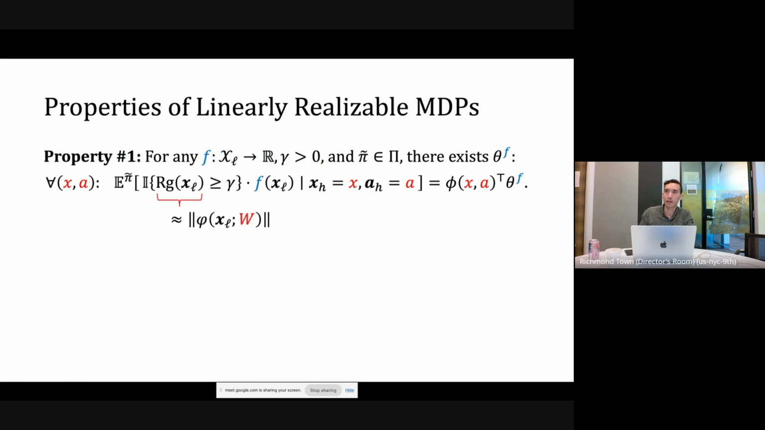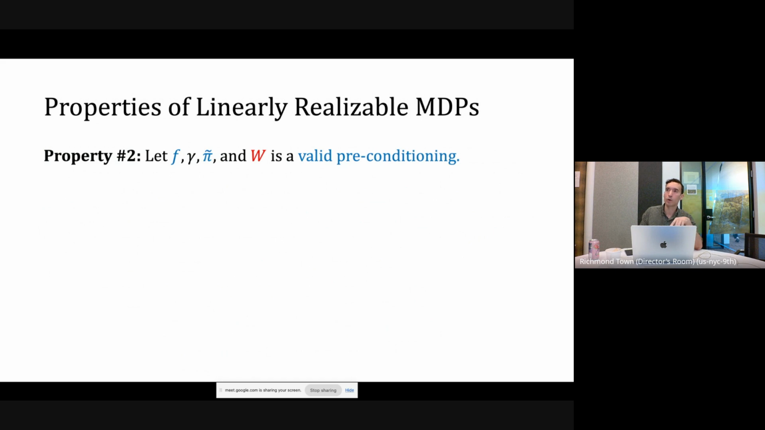So the idea is, by switching this range function to the norm of this var phi, we hope to get something that will make the conditional expectations linear. But that's not going to be exactly the case, just because for this proxy for the range we only have a one-sided inequality. But this is where the second property of linearly realizable QPi MDPs is going to be useful. What this property says is, if you're given a valid preconditioning matrix W, then one of the following is going to hold.